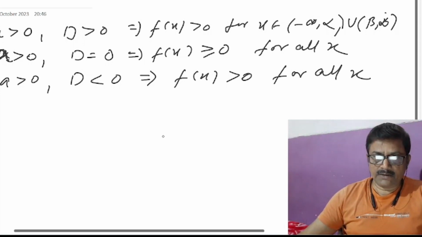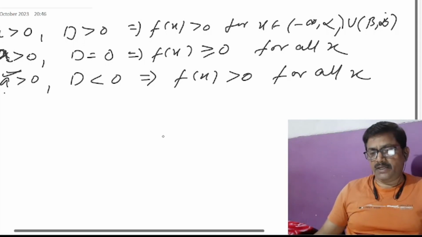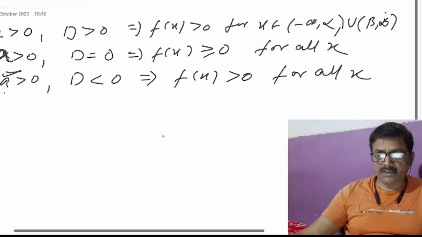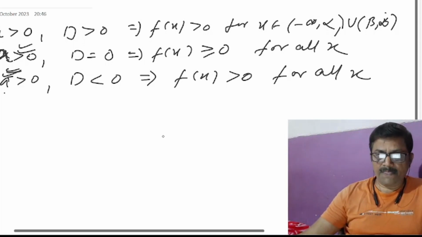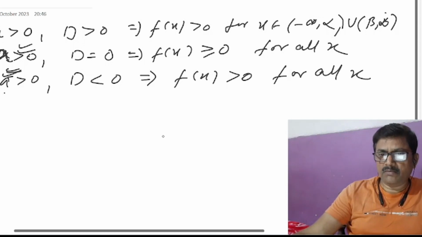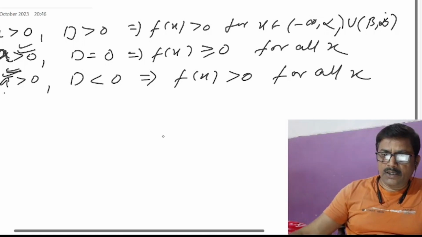So this last one, the third one, this property is very much important, and this property is used in the questions of IIT JEE. You must know the first one, but the second and third properties are very much important because these are used in questions of IIT JEE. The first one is used very few times, and these two are used many times.